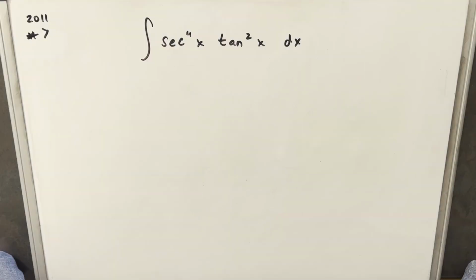Hey, we have here another problem. This one's from MIT 2011. I've got the integral of secant to the fourth x tan squared x dx. Okay, this doesn't really look like a contest problem.